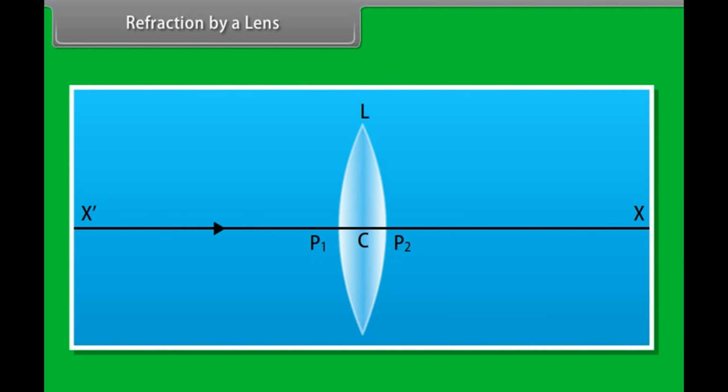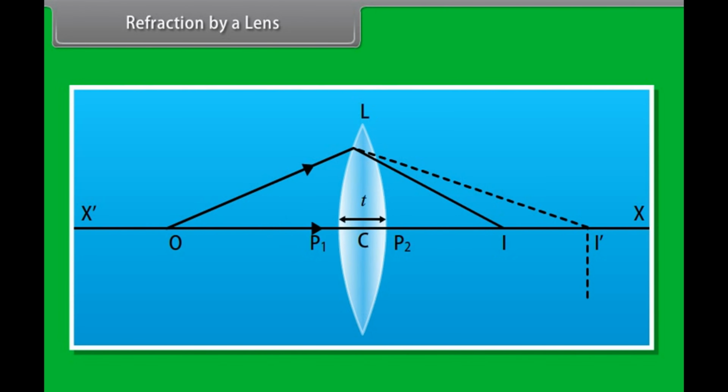Refraction by a lens. Suppose L is a thin lens. The refractive index of the material of lens is N2 and it is placed in a medium of refractive index N1. The optical center of lens is C and x-x is principal axis. The radii of curvature of the surfaces of the lens are R1 and R2 and their poles are P1 and P2. The thickness of lens is T, which is very small. O is a point object on the principal axis of the lens. The distance of O from pole P1 is U.